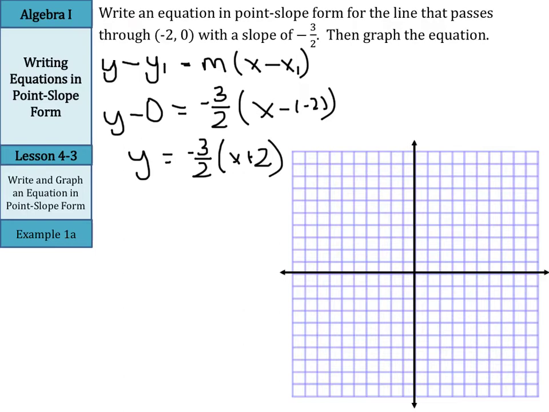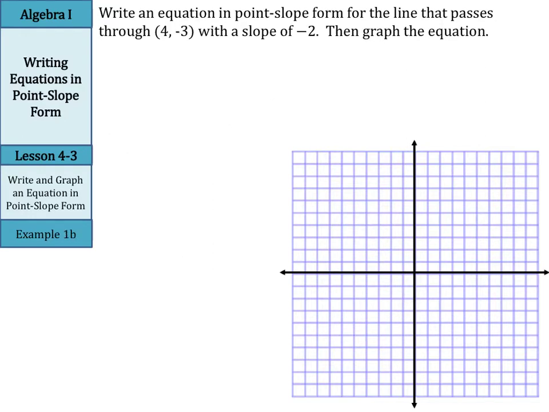Well, we can have our point at (-2, 0), which is right here, and our slope of -3/2. Well, we could either go down 3 and to the right 2, or we could go up and to the left, so up 3 to the left 2. We can draw our line through those points, draw the arrows at the end, and we have our solution.